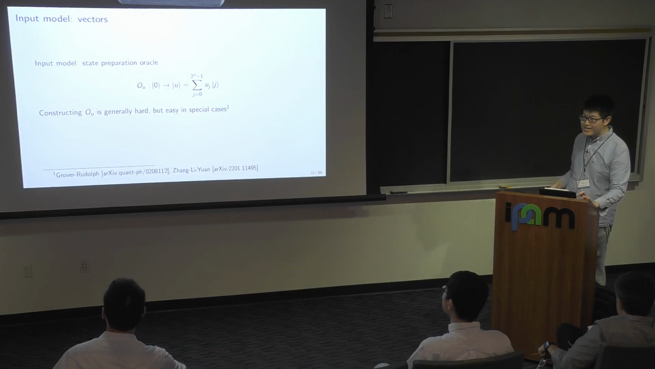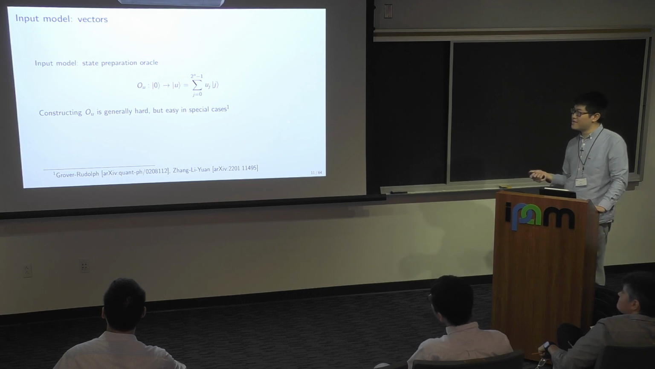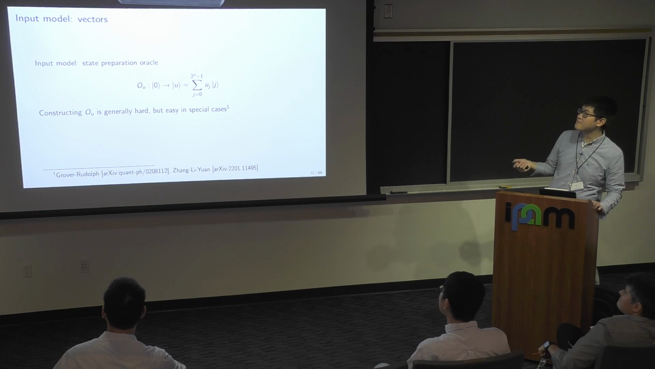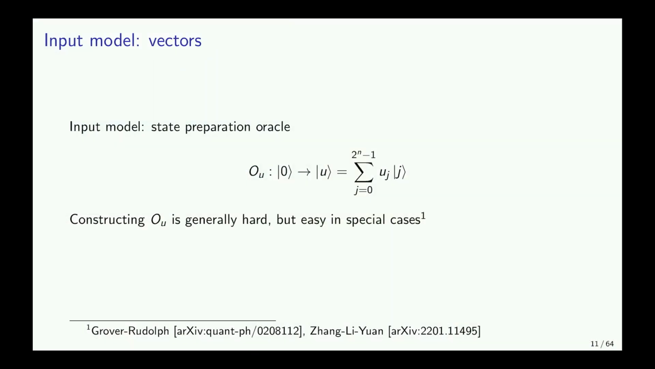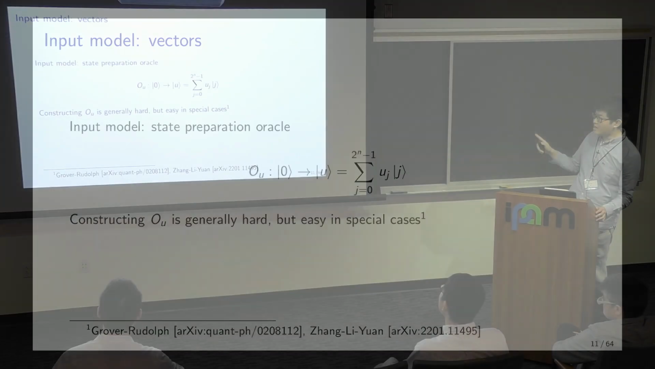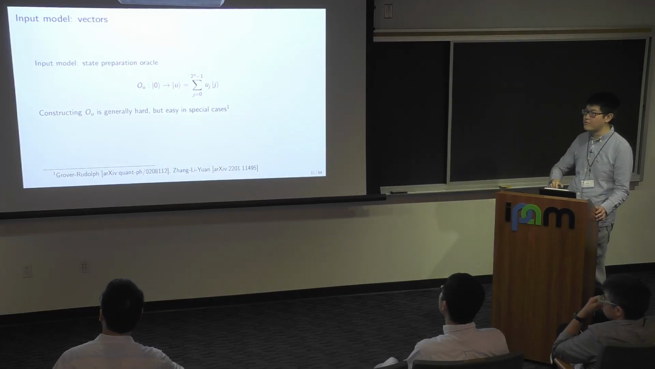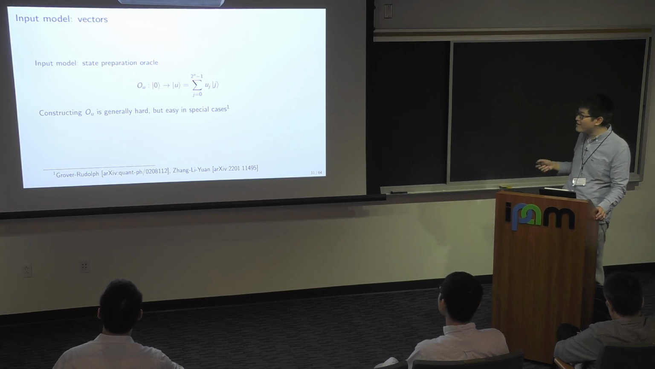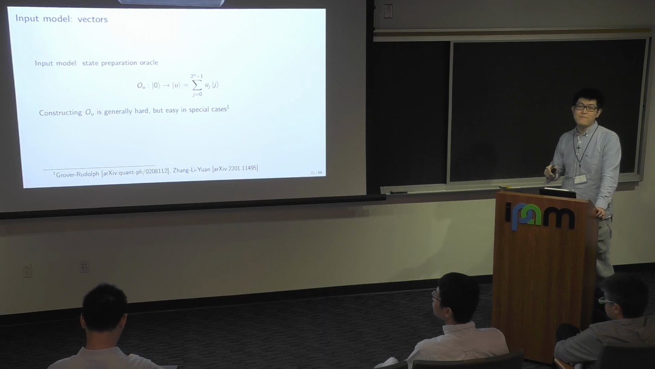For the input model of these vectors, throughout today's tutorial, I will in general assume a state preparation oracle. That is, I will assume there exists a quantum algorithm or a quantum circuit, O_U, which can map your computational basis state 0 to a desired state U that I want. We call this the state preparation oracle. I will take this as an assumption in the tutorial, but I should mention at the very beginning that this is a very big assumption.